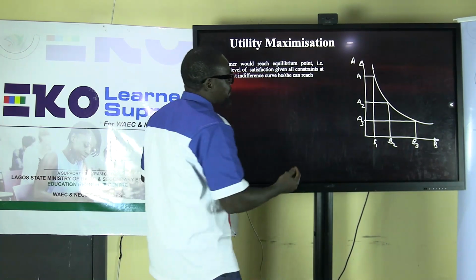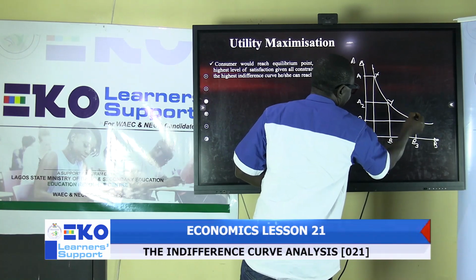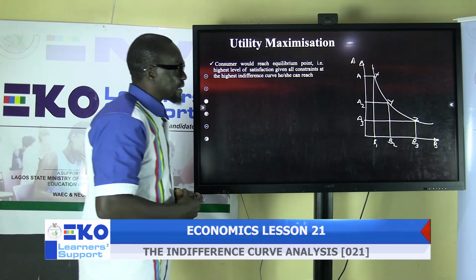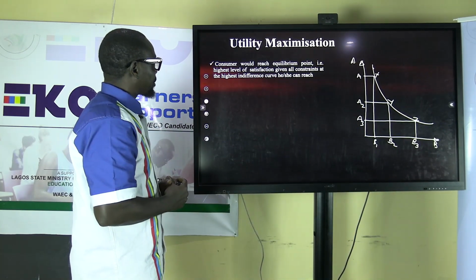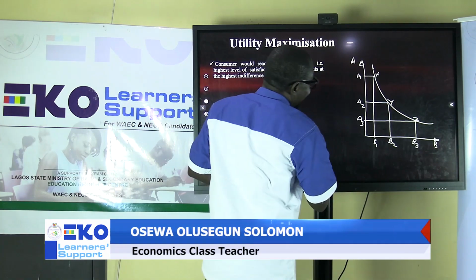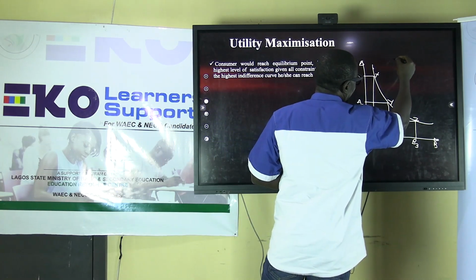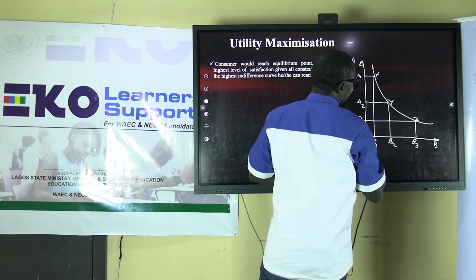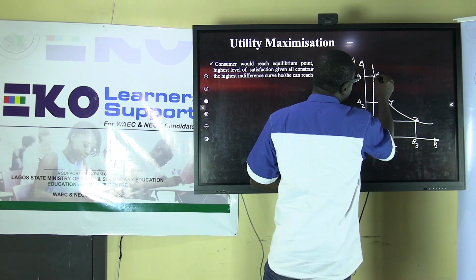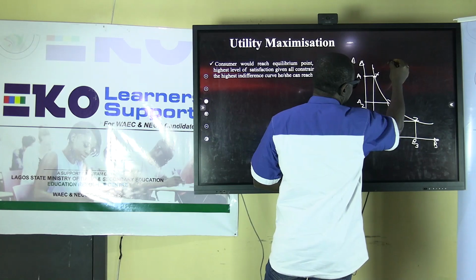We are saying that irrespective of whichever point we are, X, Y, Z, so long as it's along the indifference curve, then we are getting the same level of satisfaction. Now, to increase the level of satisfaction, we would have to move to a higher indifference curve, which will give us, at the same point here, say X. For us to get a higher satisfaction, we have to go to another indifference curve.